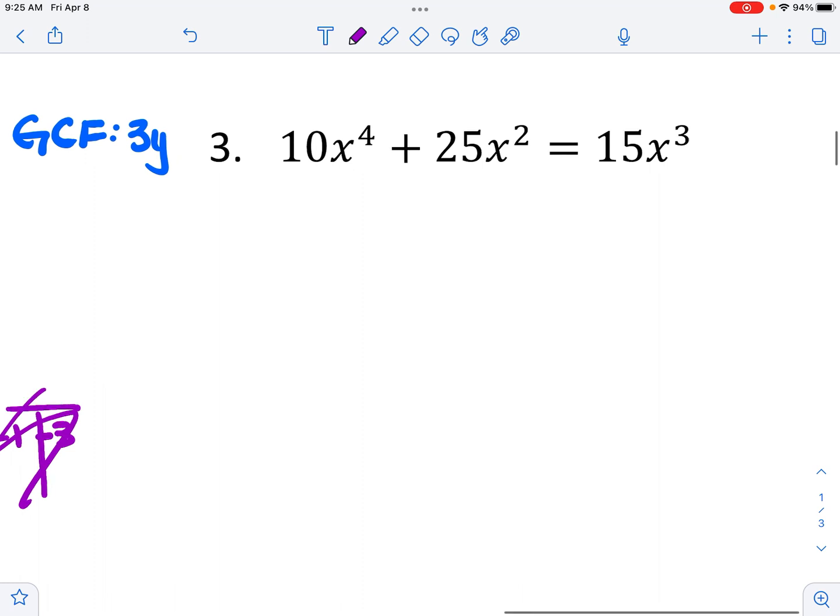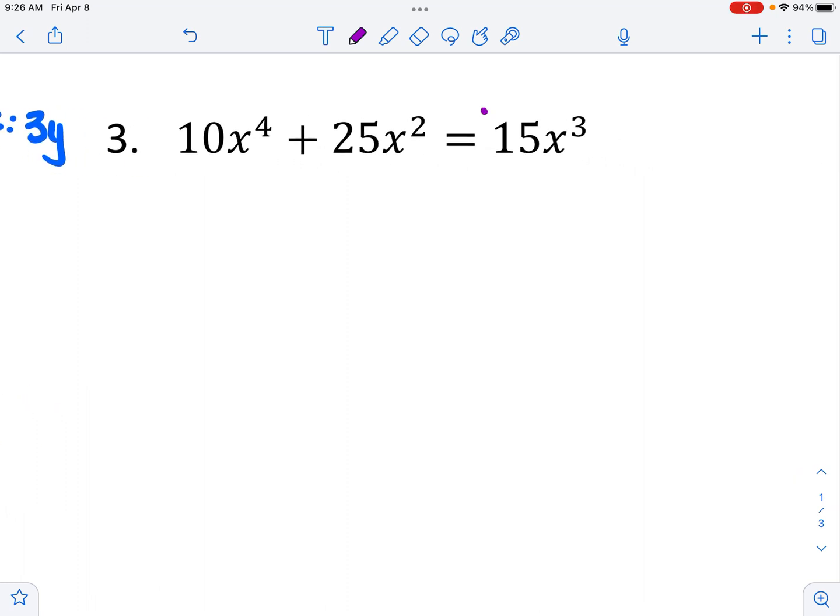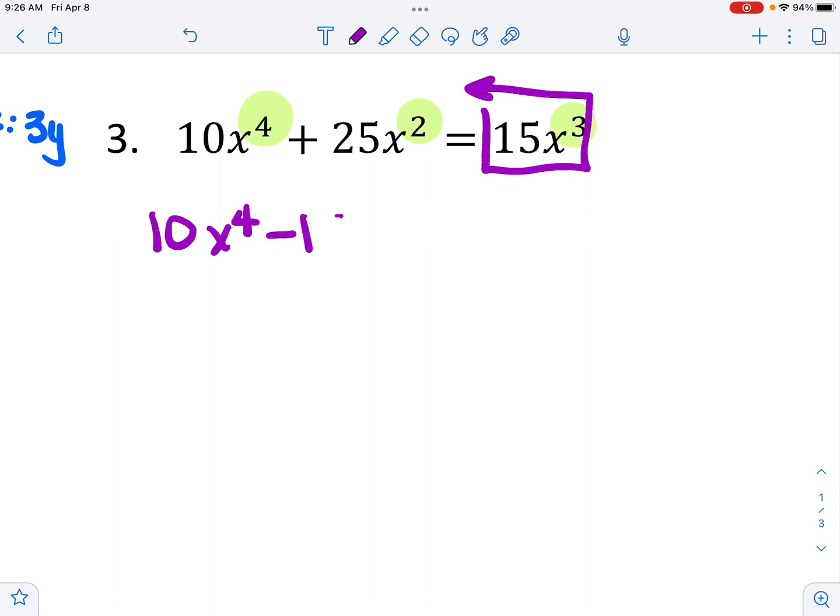Okay, so again, move our variable term or our term that is on the right-hand side of the equal sign to the left. Make sure we're changing it from a positive to a negative. And then we have to put our variables in descending order. So it's our 4, then our 3, then our 2. So it's going to be 10, x to the 4th. The 15 changes from a positive to a negative, 15, x to the 3rd, and then a 25, x squared is now equal to 0.